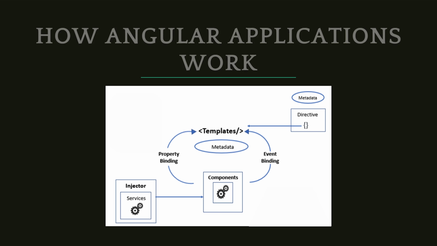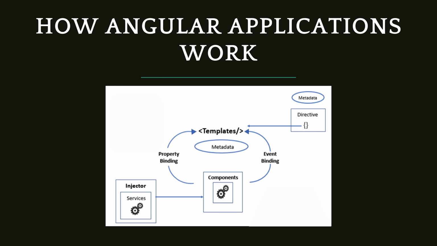An Angular application operates through a combination of templates, components, data binding, directives, and services. Components manage the application logic and data. Templates define the user interface, determining what the user sees. Data binding connects the components and templates, allowing for dynamic updates in real time. This ensures that any change in the data is immediately reflected in the user interface, and vice versa.